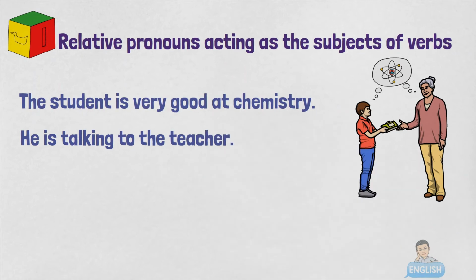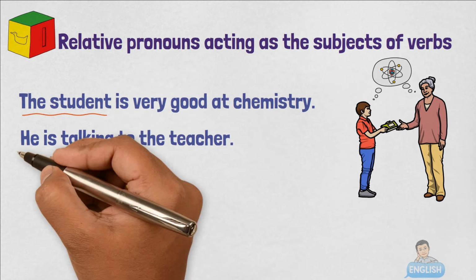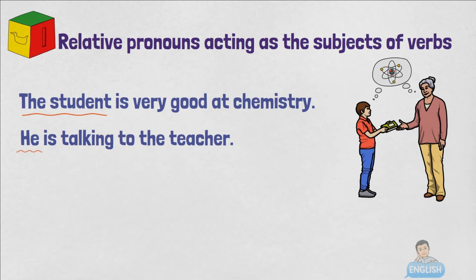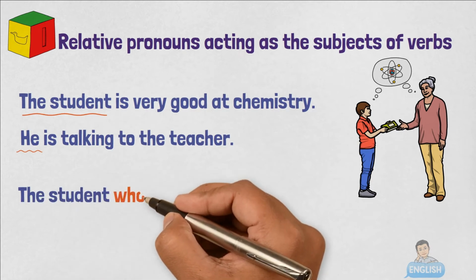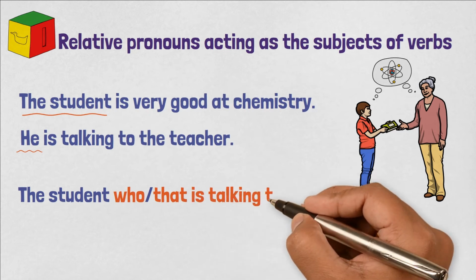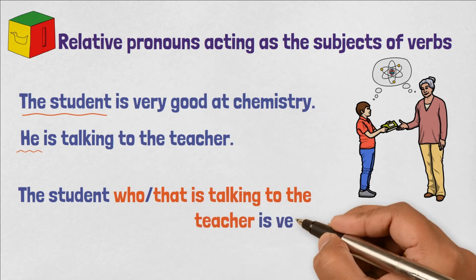We'll use the second one as a relative clause to modify the noun, student. He in this clause is the subject. So, the two sentences can be written as one, with a relative clause. The student who or that is talking to the teacher is very good at chemistry.